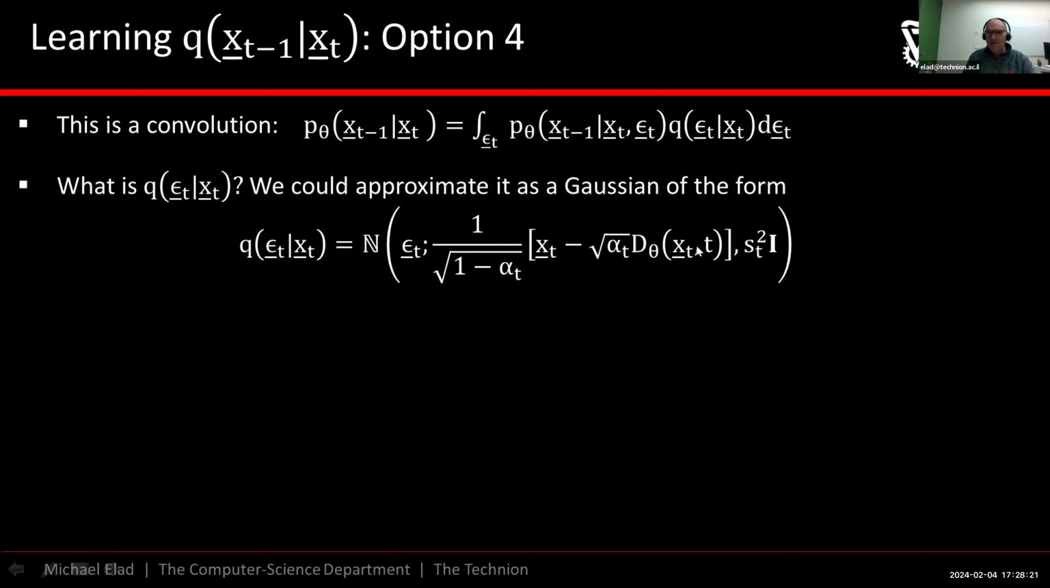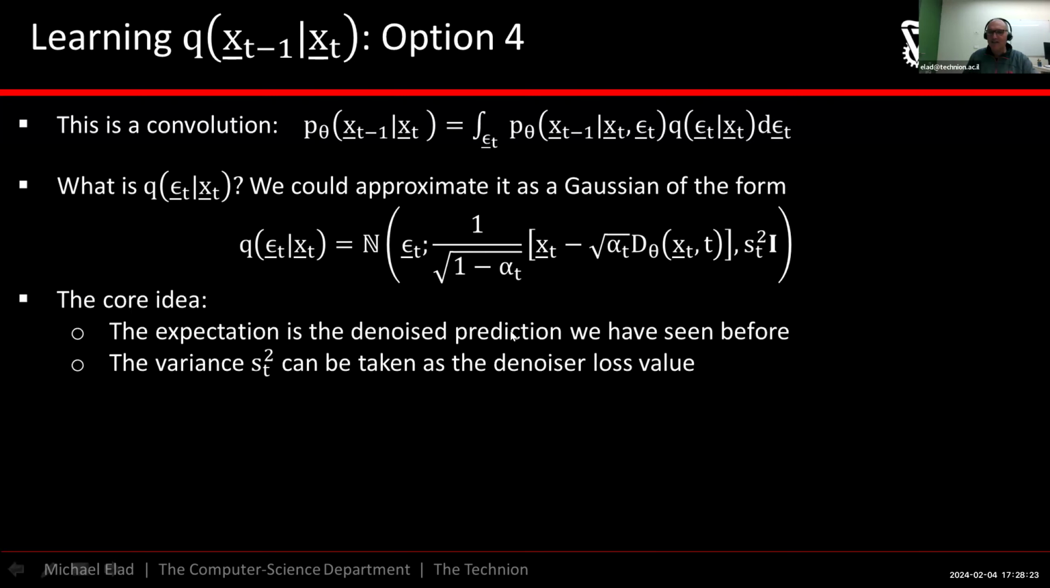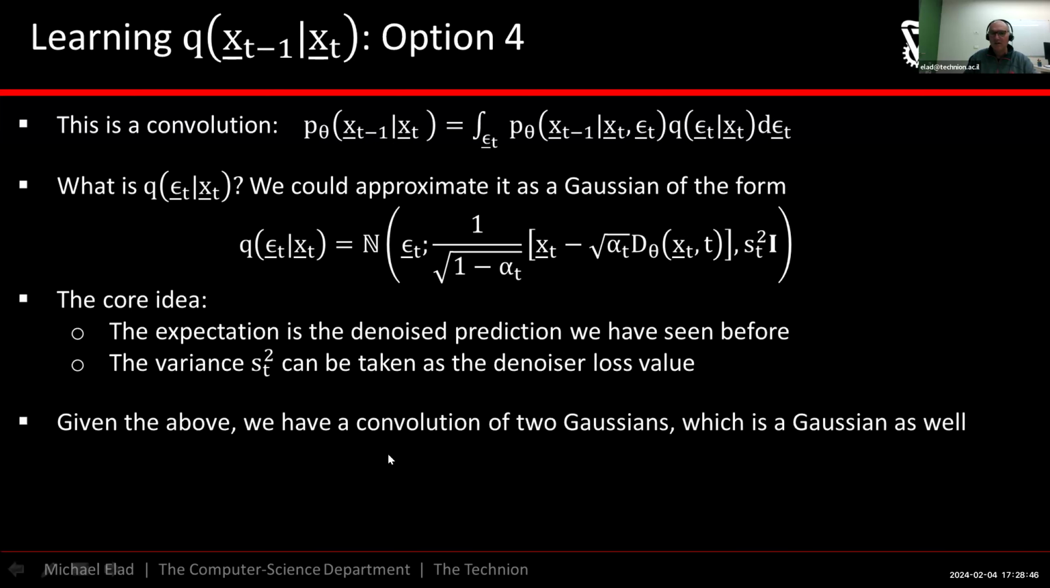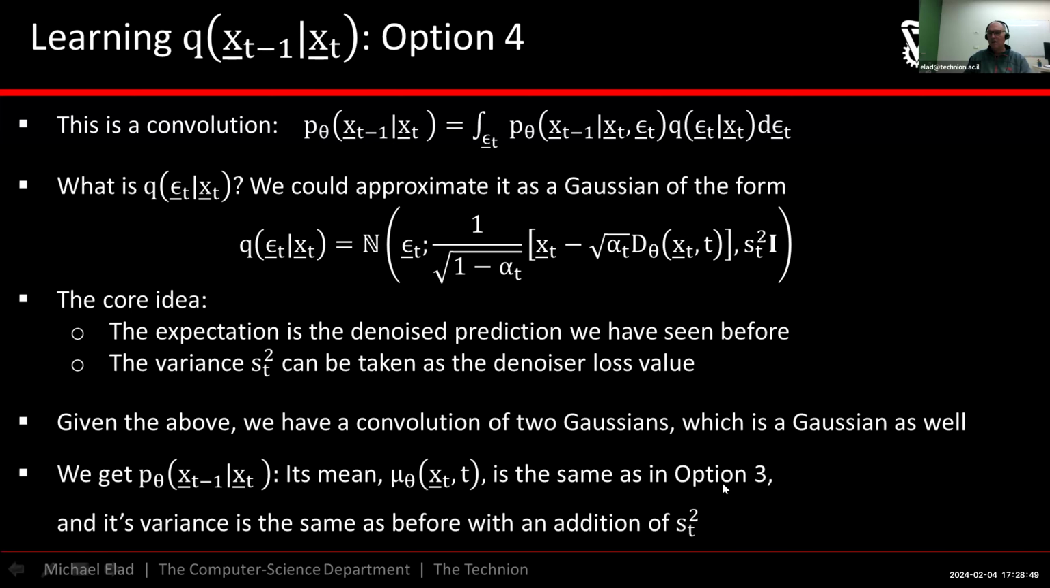And so if I plug it into the integral, what do I get? It's a convolution of two Gaussians. It's a Gaussian convolved with an isotropic Gaussian. What do you get? You get the expectation we have seen before, exactly the one we have seen before. And the variance is simply growing by sigma t. That's all. So basically, we are widening a little bit the p theta of xt minus 1 given xt. This is the effect. Everything else remains the same. It's almost the same as option 3 with a slight change.